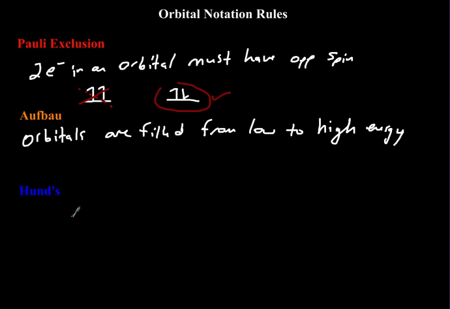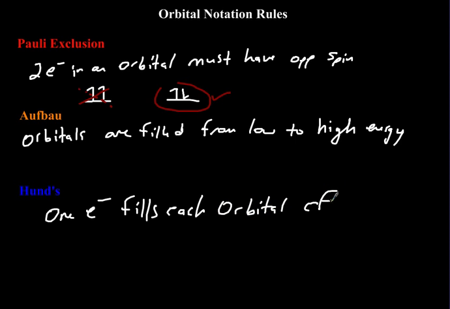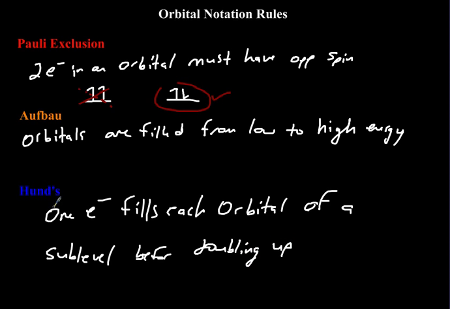And Hund's rule, the last one. One electron fills each orbital of a sublevel before doubling up. So let's say we have a P sublevel. A P sublevel has 3 orbitals in it.